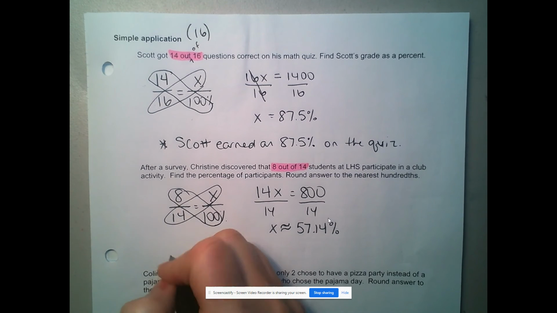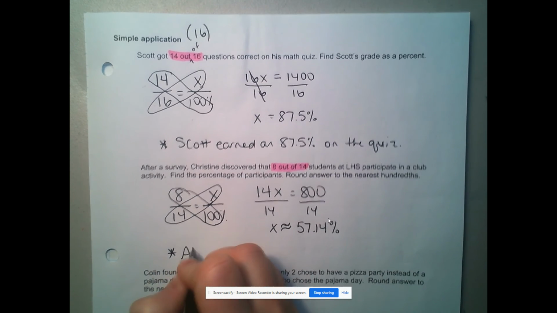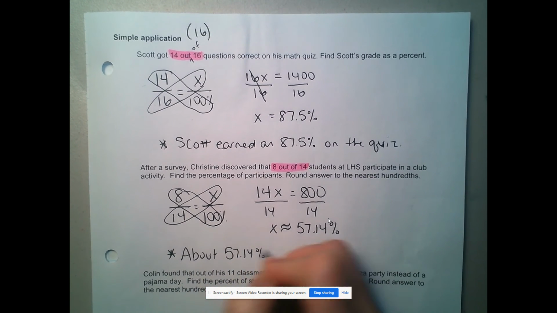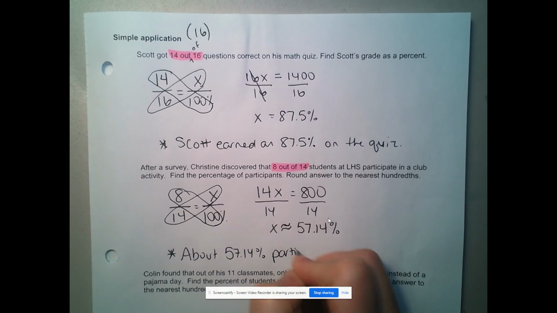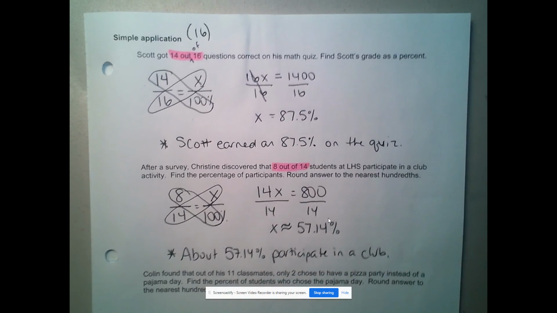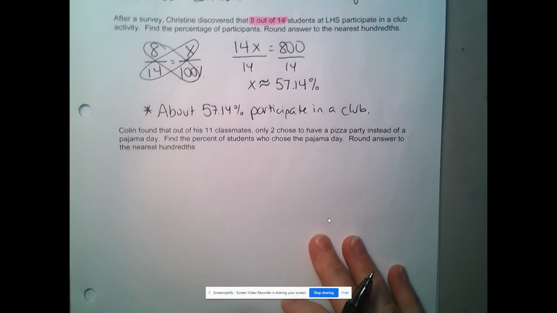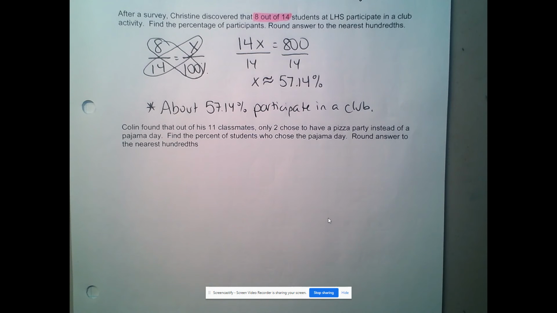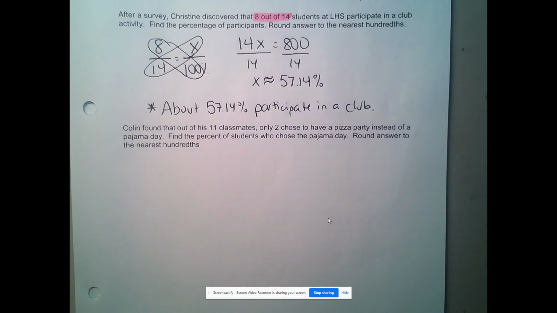And it's a word problem. Because we rounded, we would say about 57.14% participate in a club. So that's not terrible. Last but not least, Colin found that out of his 11 classmates, only 2 chose to have a pizza party instead of pajama day. True story. Find the percent of students who chose the pajama day. Round answer to the nearest hundredth.